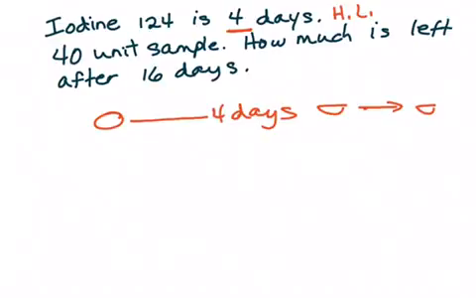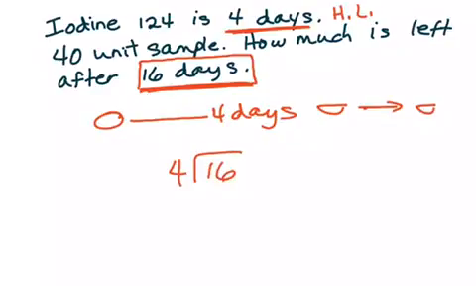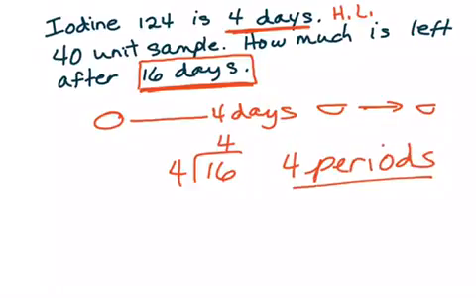All right, so the question is asking how much is left after 16 days? Well, you can see this is called an exponential decay. It's going down. So the first thing I want you to do is look at the half-life. You have 4 days, and they're saying 16 days. So how many half-lives will you have? Well, 4 into 16 goes 4 times. So you have 4 periods of time. All right, so this is how we do this problem.